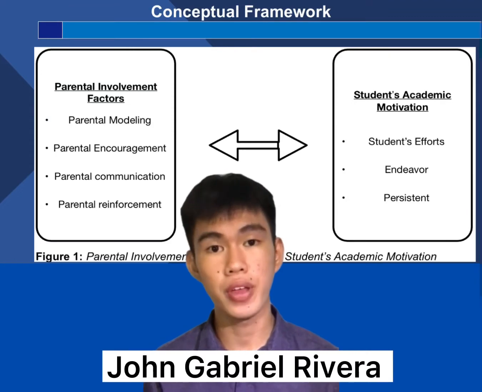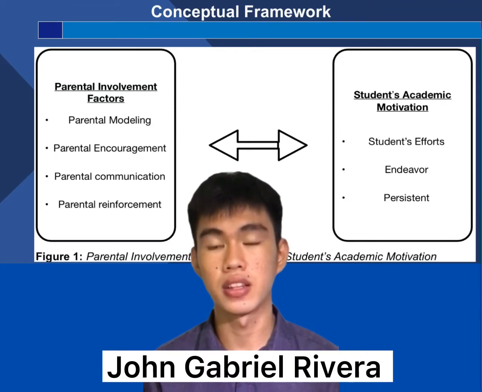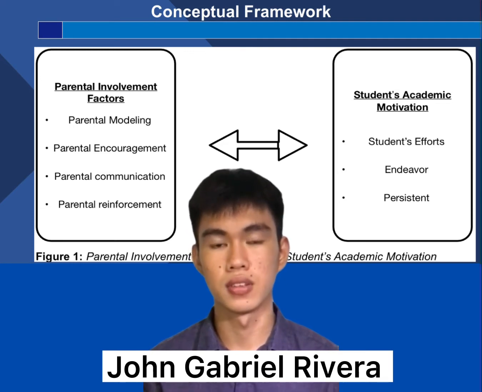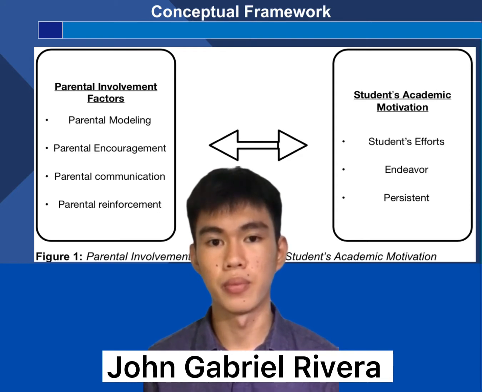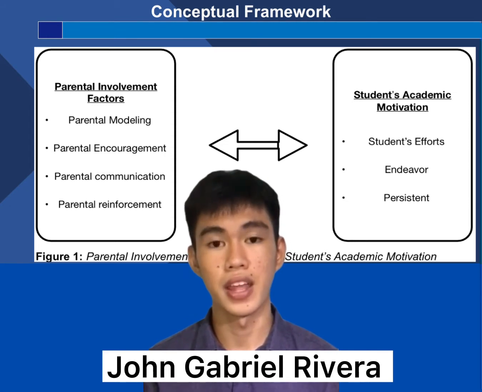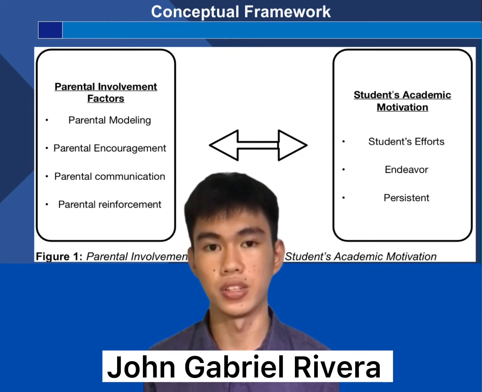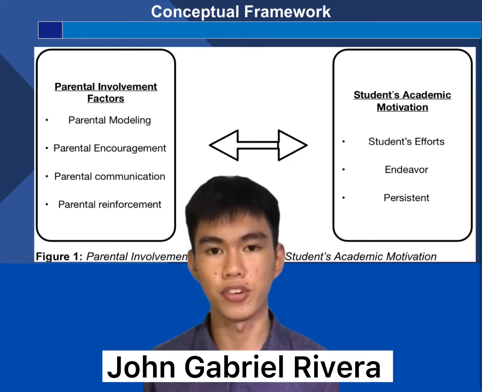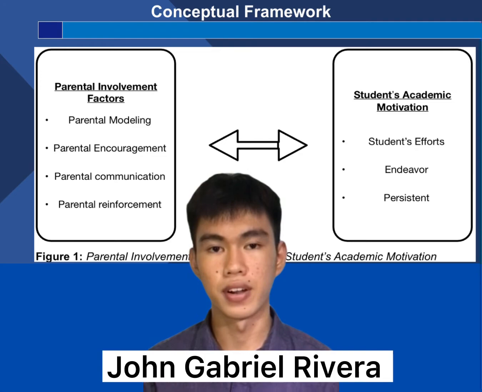In our conceptual framework, these are the factors related to parents and children. Figure 1: parental involvement factors are parental modeling, parental encouragement, parental communication, and parental reinforcement. And here is Figure 2: students' academic motivation factors are students' effort, endeavor, and persistence.